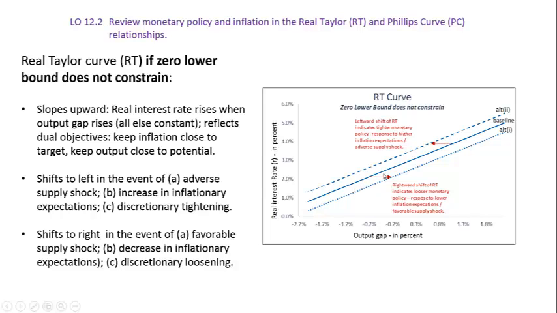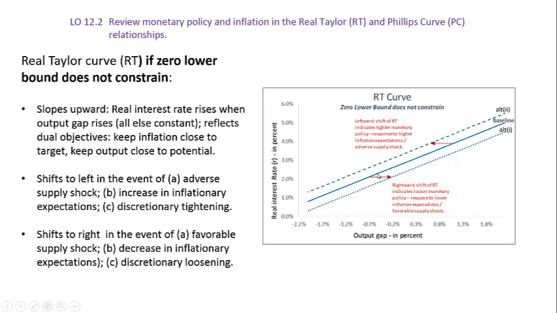This solid blue line is the RT curve for expected inflation fixed, short-run aggregate supply shocks fixed, and also no discretionary element. So we can see that this solid blue line slopes upward. It tells us that, all else equal, when the output gap rises, the central bank needs to raise the interest rate in real terms.